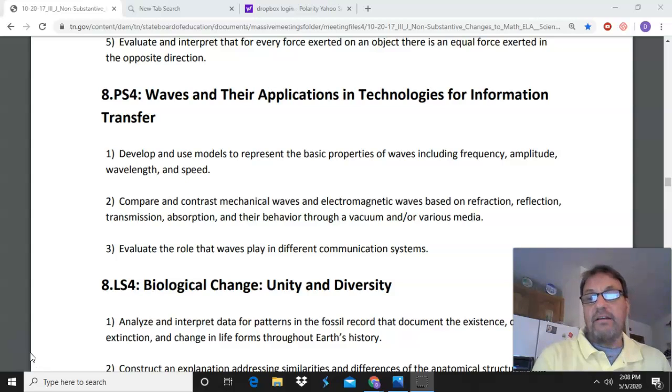We're going to do that based on refraction, reflection, transmission, absorption, and their behavior through a vacuum or various media. And so we'll be talking about that. And then finally, evaluate the role that waves play in different communication systems. And that's going to be in our section 3. Hopefully we'll get it on this particular video.